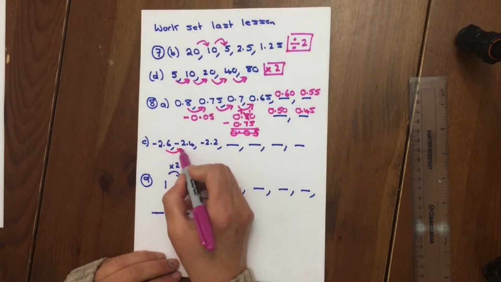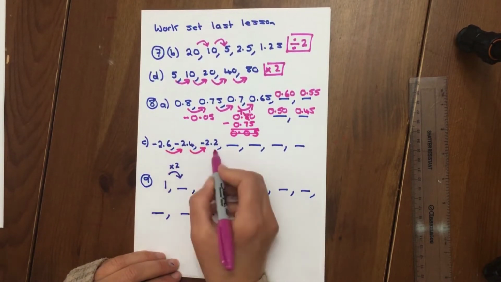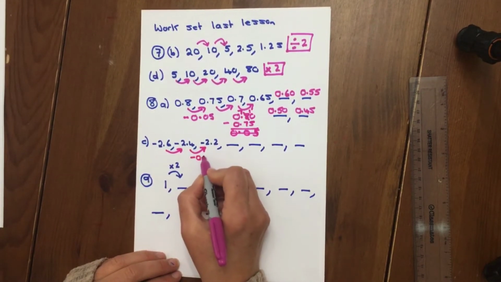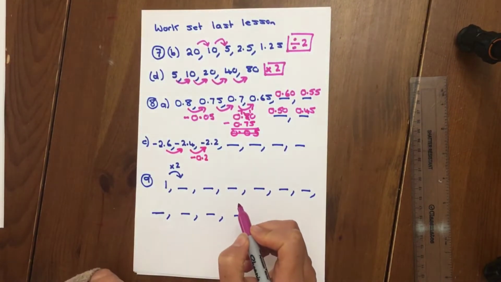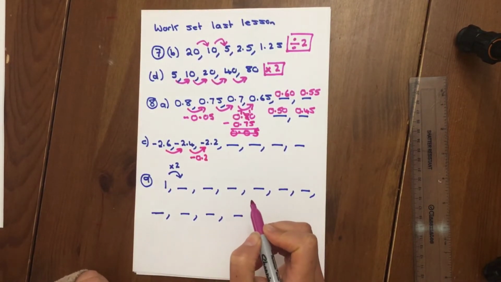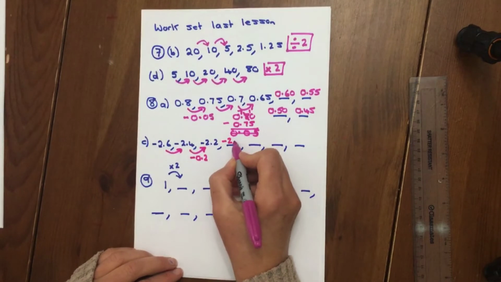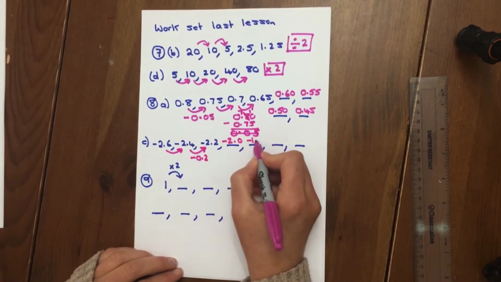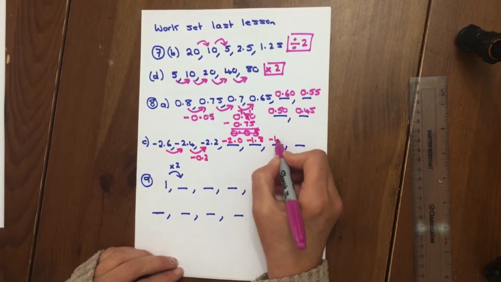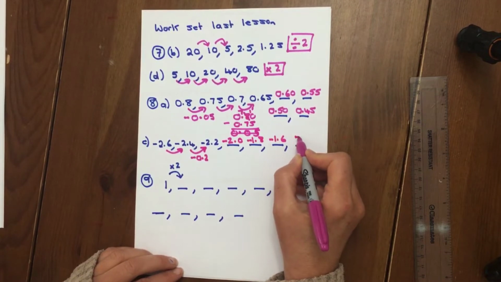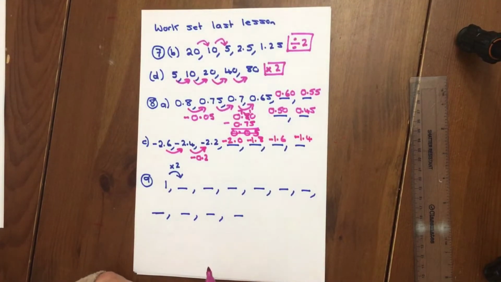Okay, similarly, I can see this is going down, and in each case I'm going down by 0.2. So I'm taking away 0.2. So this will be minus 2.0, minus 1.8, minus 1.6, minus 1.4.